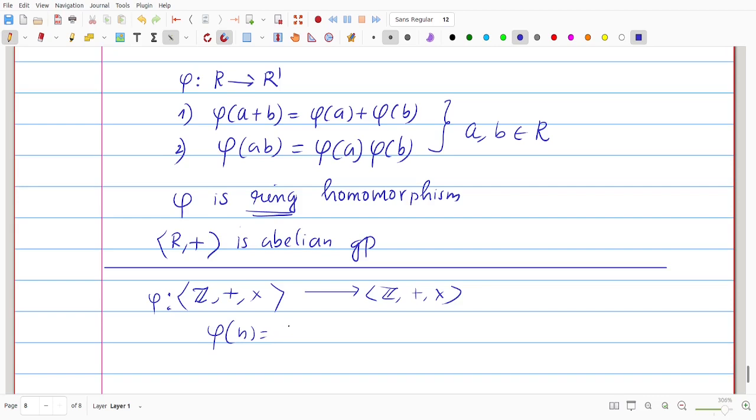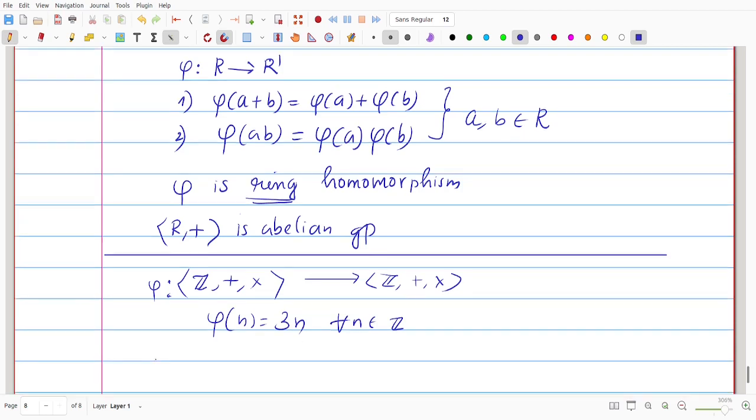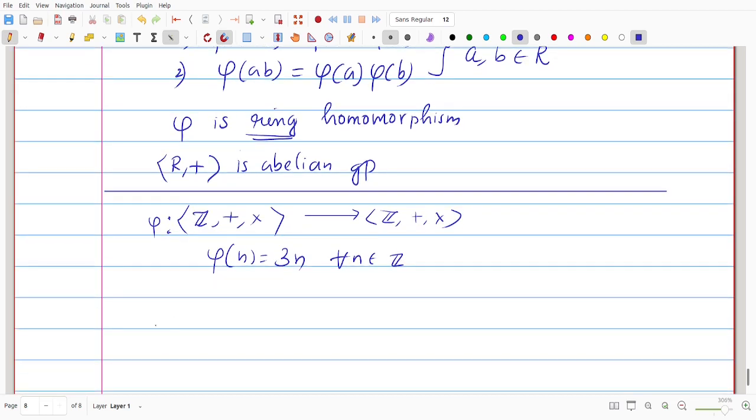equal to 3n. This is true for every n belonging to Z. Obviously, is this a ring homomorphism? That means, does this satisfy the first condition of a homomorphism, that is phi of n1 plus n2 equals 3 times (n1 plus n2), that is 3 times n1 plus 3 times n2, that is equal to phi of n1 plus phi of n2. So this always satisfies the first condition.